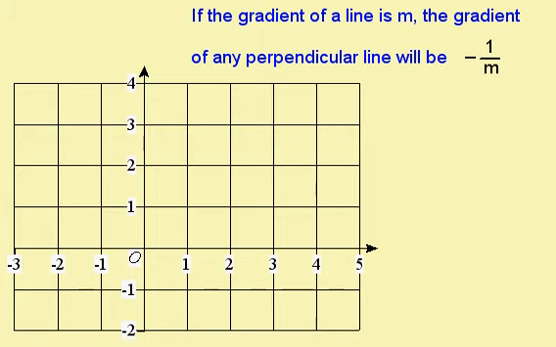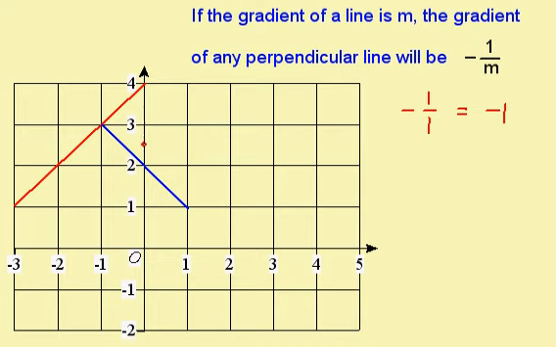You need to remember that if the gradient of a line is m, the gradient of any perpendicular line to that line will be minus 1 over m. Perpendicular means at right angles. If I draw a line with gradient 1, I can then predict that the gradient of the perpendicular line will be minus 1 over 1. This is minus 1.